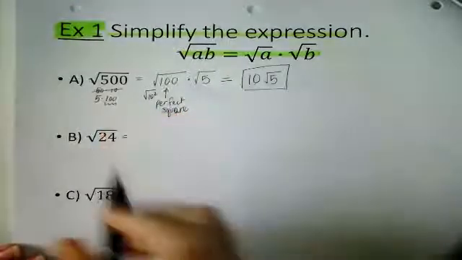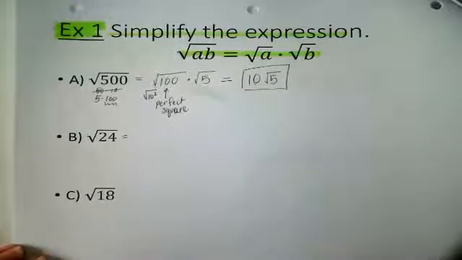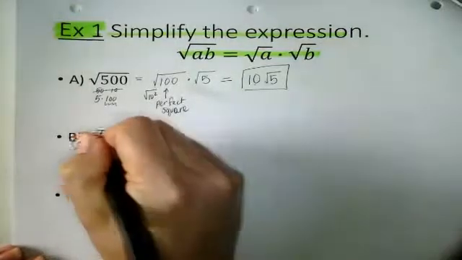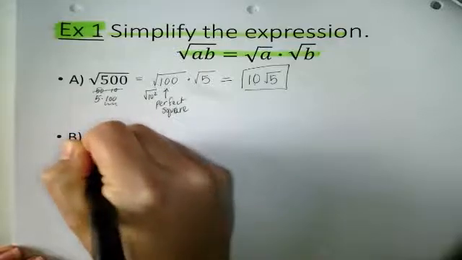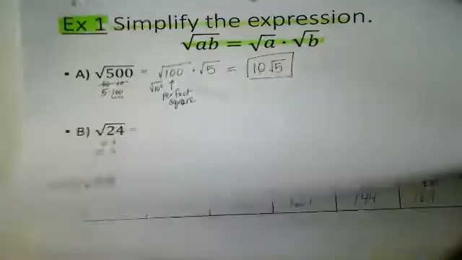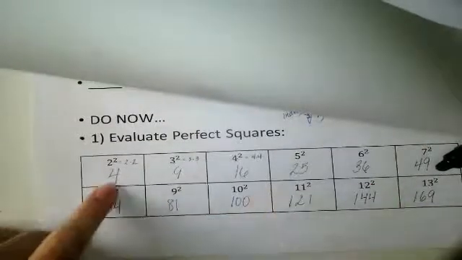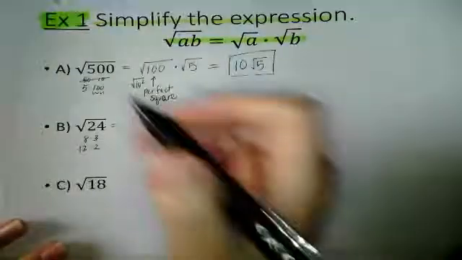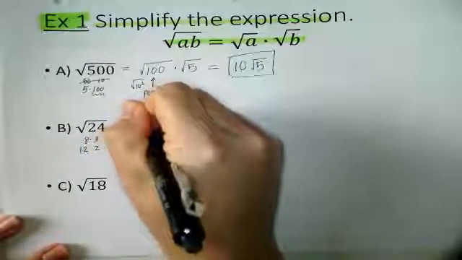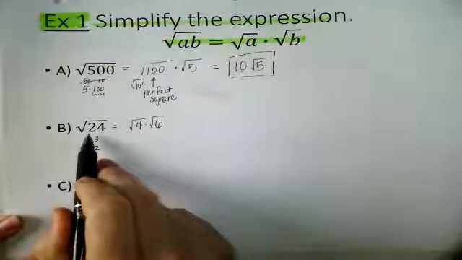Let's think about 24. I want to break apart radical 24. So we say radical 24 using perfect squares. 24 has lots of choices. It could be 8 times 3, 12 times 2, but I want to use perfect squares. So I want to use one of these purple numbers, and 4 is a good choice. So the square root of 4 times the square root of 6 is the square root of 24.